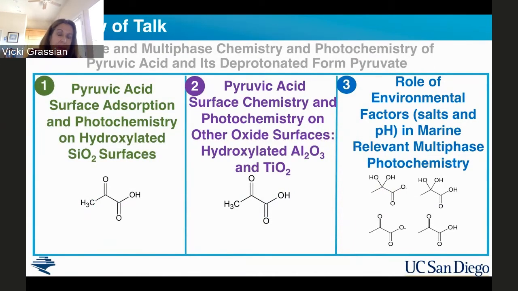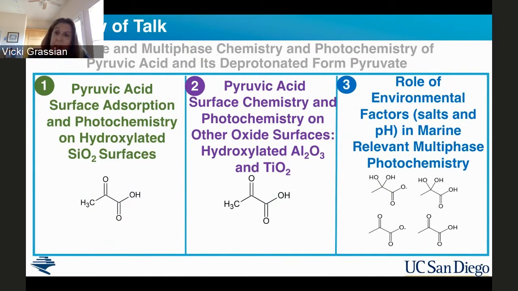I'm going to start off with just discussing pyruvic acid adsorption and photochemistry on hydroxylated SiO2 surfaces. So we're going to be introducing pyruvic acid from the gas phase. We only have to worry about this species, although we saw we have different conformers of that species. Then I'm going to be talking about pyruvic acid adsorption, its chemistry, its photochemistry on other oxide surfaces, I would say more reactive oxide surfaces, such as aluminum oxide and titanium dioxide.